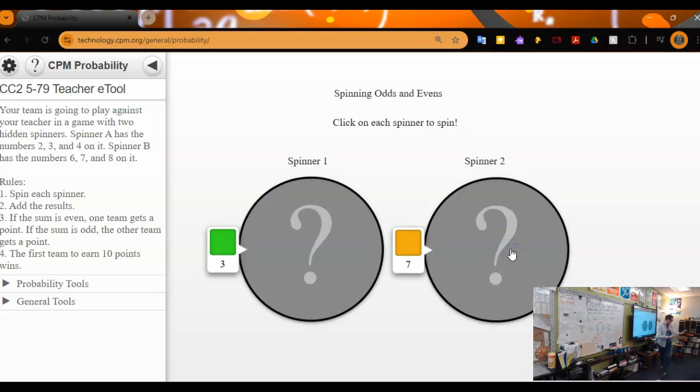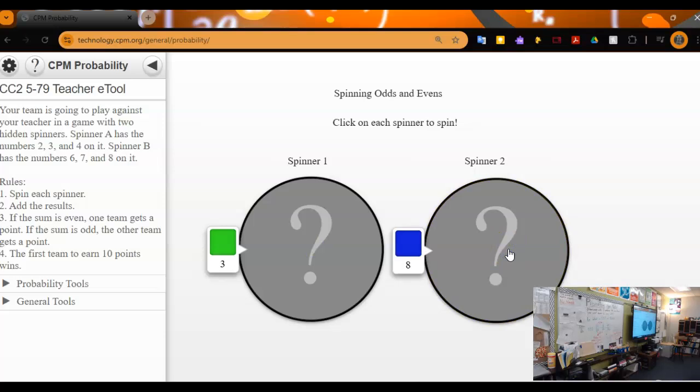Alright, I will click them to make sure that you believe that I'm actually spinning them. Alright, spin, spin. 2 and 7. 9, right? So who won? Me. Oddballs. If somebody can keep score on their paper if they would like. Hey, Jimmy, go ahead and put that away, please. Next spin. A 3 and an 8.